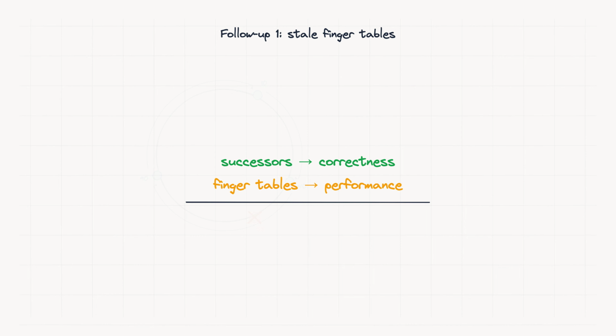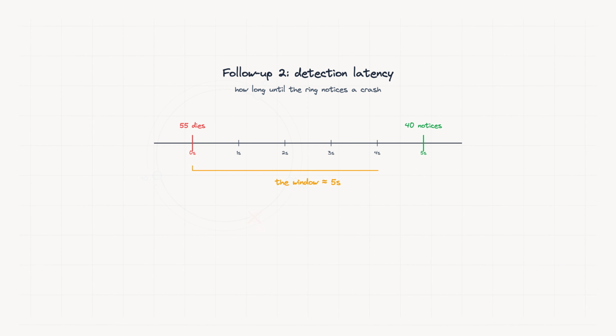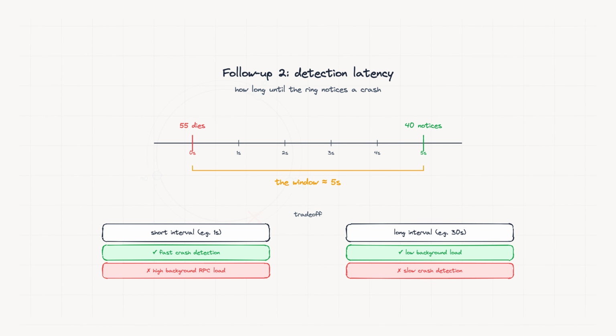There's a gap between when 55 actually dies and when 40 notices it. Periodic check-ins happen every few seconds, so in the worst case, you have a few seconds where lookups for 55's range get sent to a dead peer and time out before being retried elsewhere. The shorter the check-in interval, the faster the detection, but also the more background traffic. Most real DHT deployments tune this in the single-digit seconds.